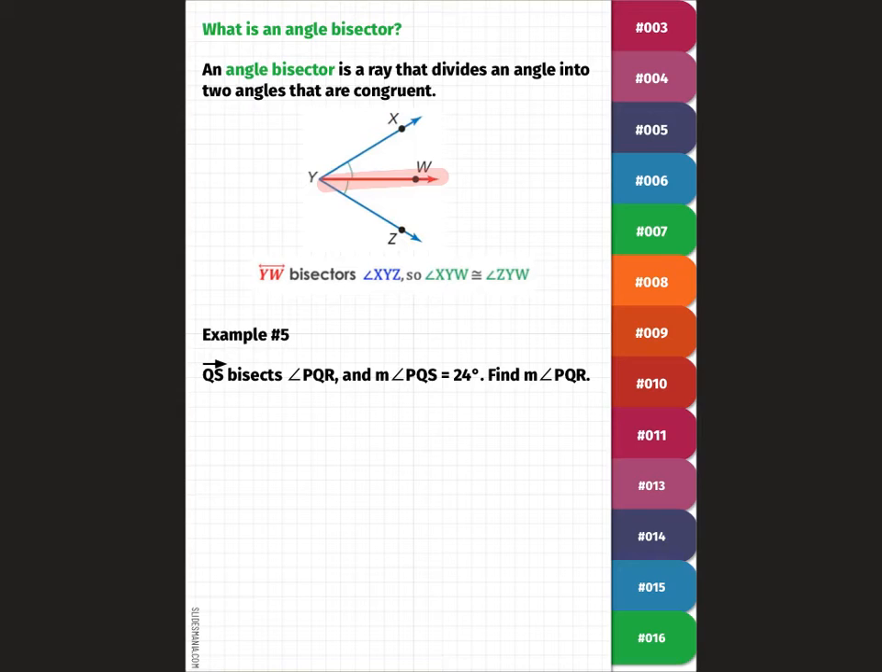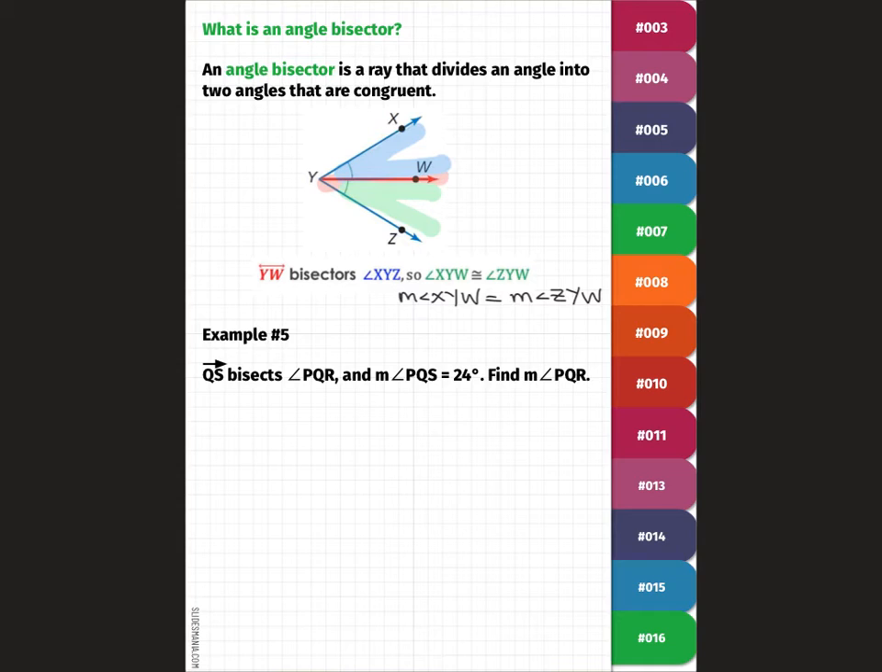And so my congruent angles are XYW. So angle XYW is congruent to angle WYZ. So if the two angles are congruent, then right under here, I can write that the measure of angle XYW is equal to the measure of angle ZYW.